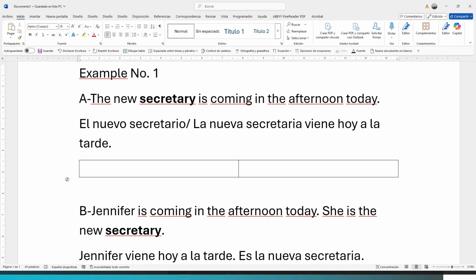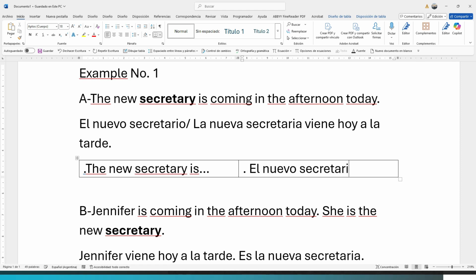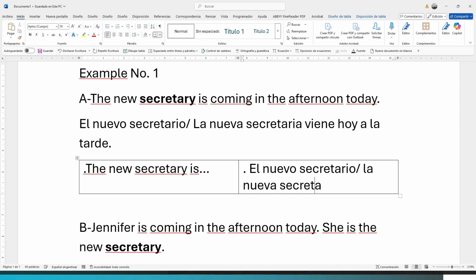Fíjense que the panorama is different between A and B. En primer lugar, vamos a ver, o vamos a copiar lo que vamos a analizar acá. The new secretary is, in Spanish tenemos el nuevo secretario, la nueva secretaria viene. Okay. Then mark the nouns or the adjectives or the determiners or whatever you are going to analyze. In this case, the noun secretary. Secretario, secretaria. Okay?